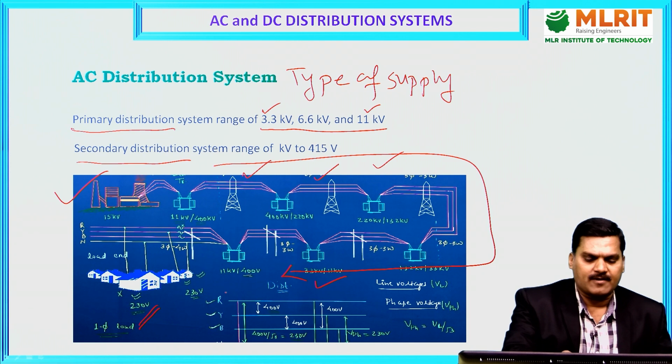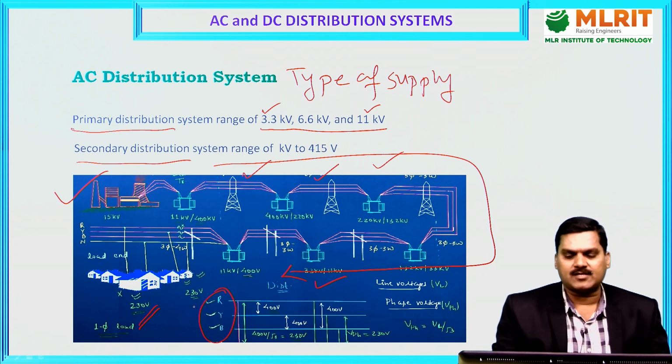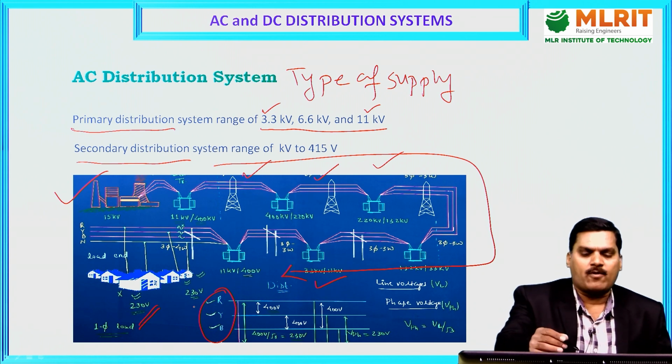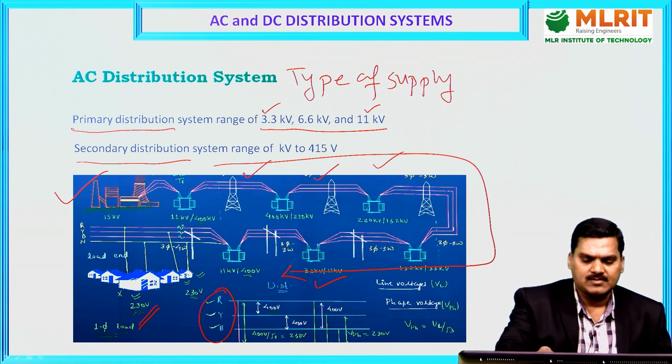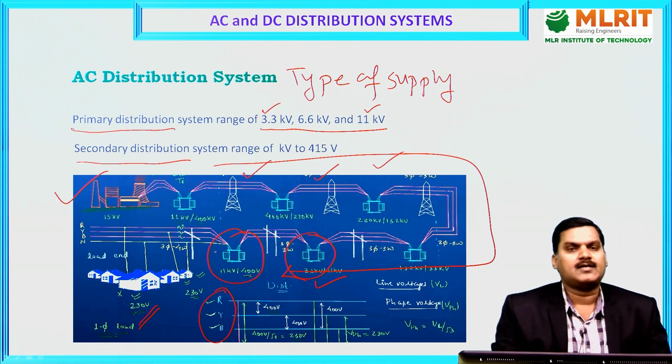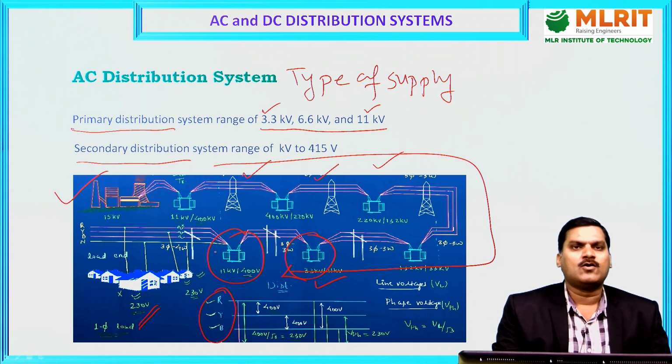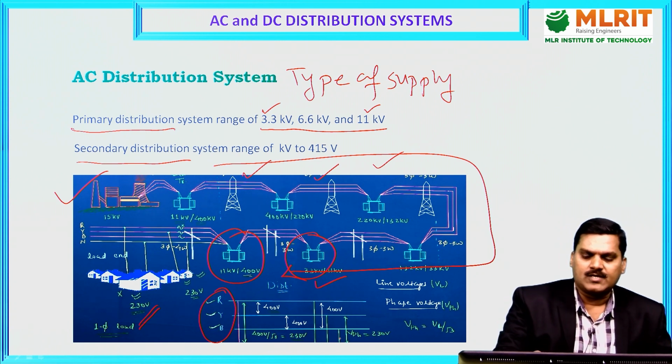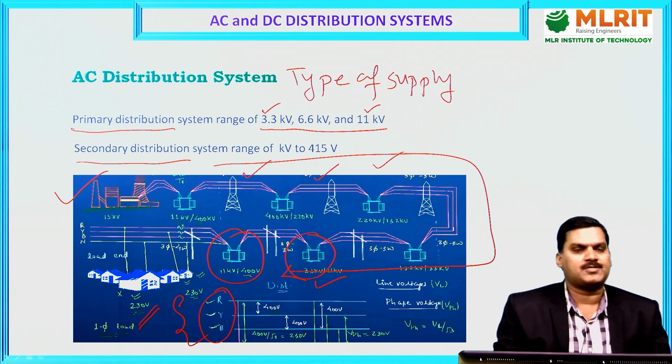It is given here, a 400 volts 3-phase distribution system. From 3.3 kV to 11 kV, from this station area to this station area, we can call it the primary distribution system. Now, what comes under the secondary distribution system is purely 415 volts or 200 volts. 415 volts and 200 volts suppliers and distributors are there. So, these come under the secondary distribution system.